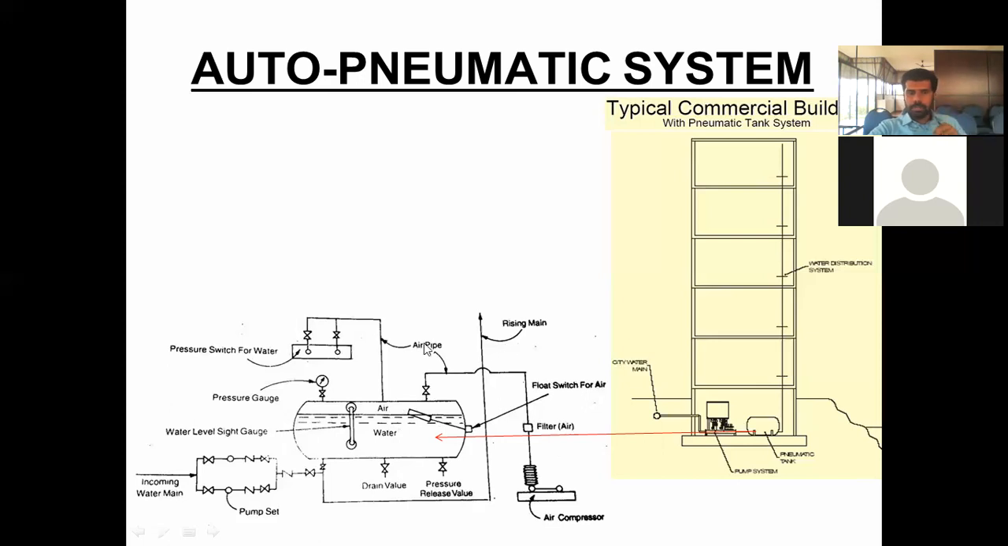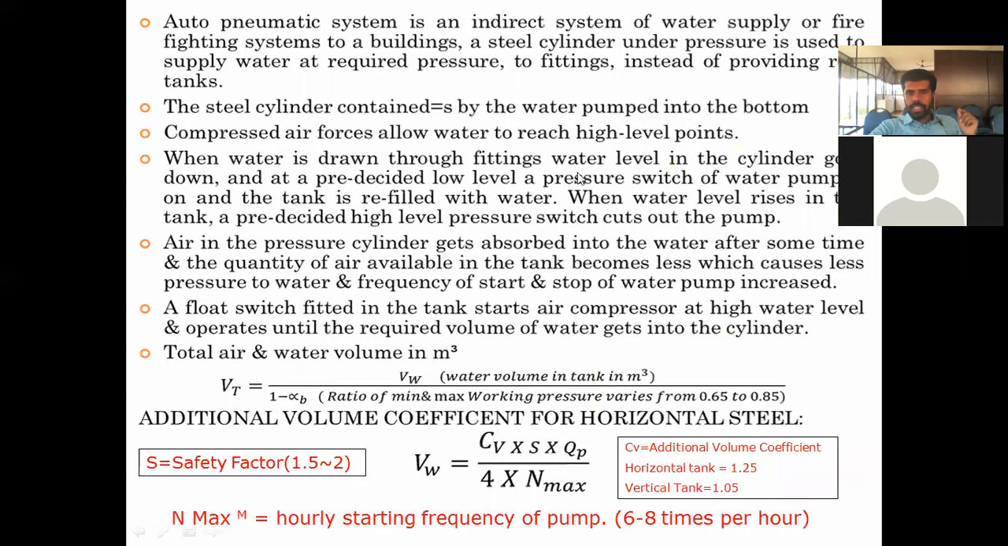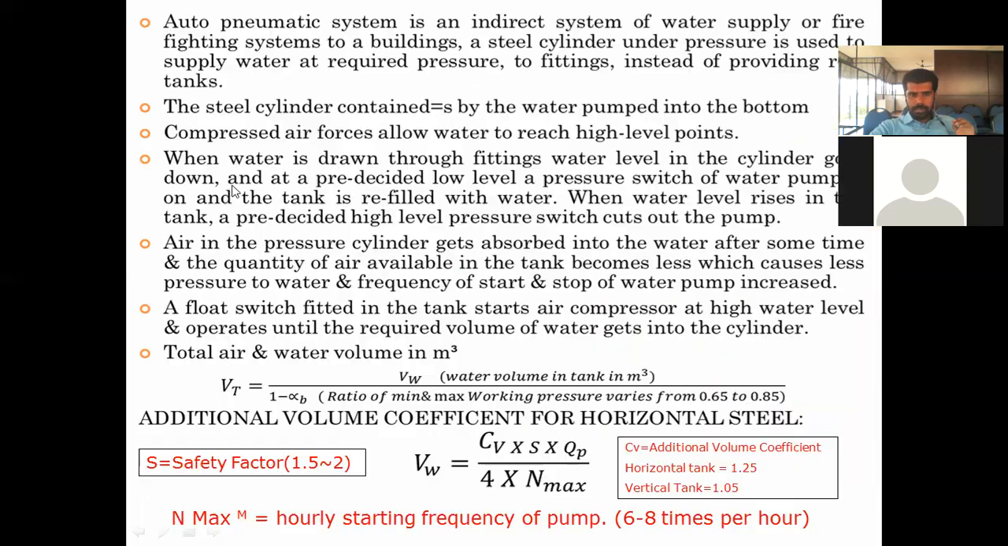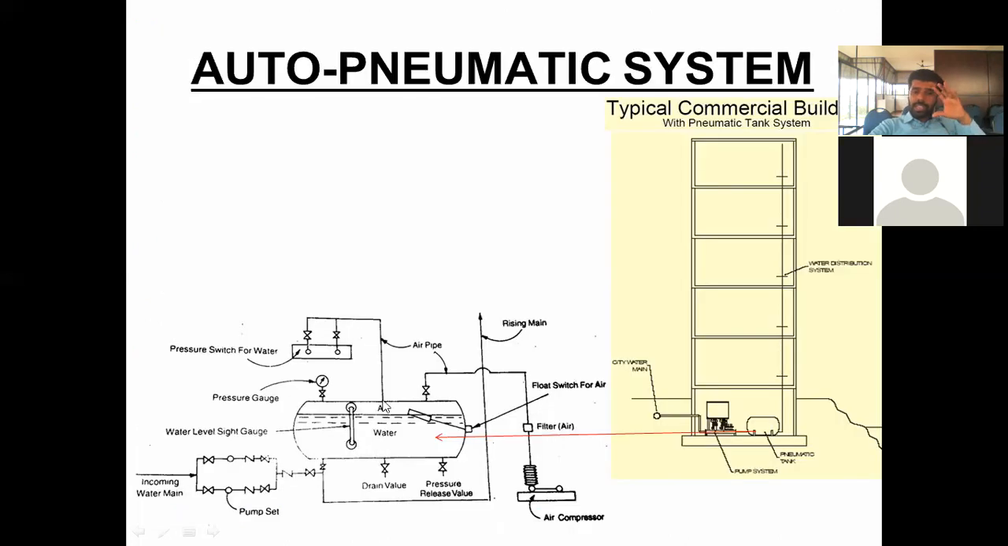So what happens when water goes through the fittings is that the water level in the cylinder goes down, and at a pre-decided low level, a pressure switch of the water pump turns on. Okay, so there is a pre-decided water level. You can set the water level with a pressure switch, and we can set it so that at this level we can cut off, and at this level we can cut it in.